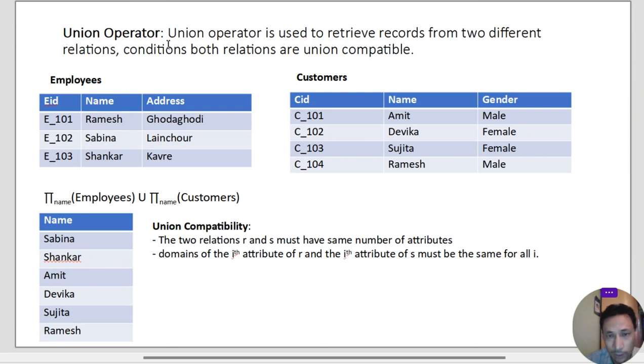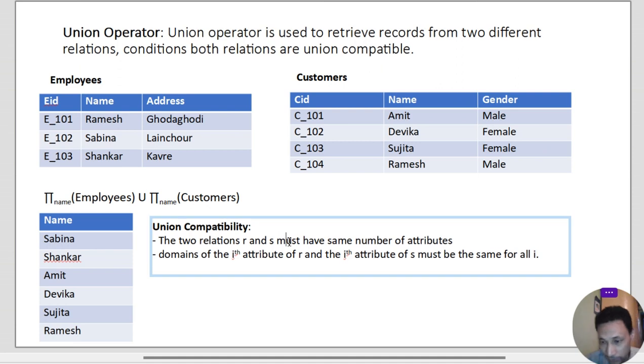Now, the union operator. When we have to retrieve records from two different relations, then we will be using the union operator. To use the union operator, some conditions must be satisfied. The conditions are: the two relations R and S must have the same number of attributes. The relations of which we are going to take the union must have the same number of attributes. That means if R has 5 attributes, then S also must have 5 attributes.